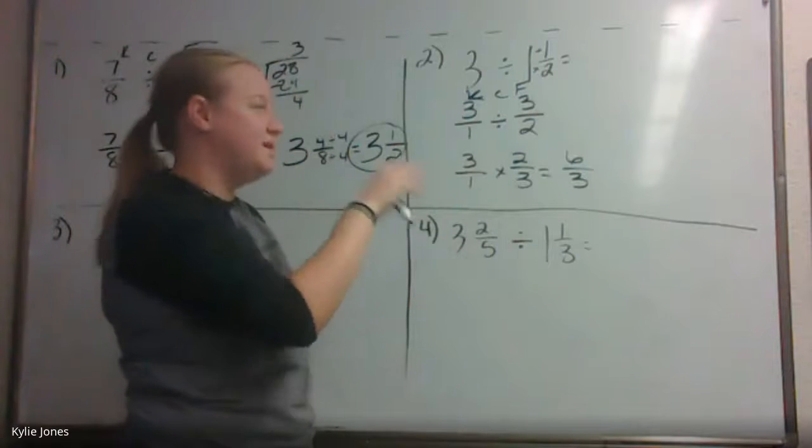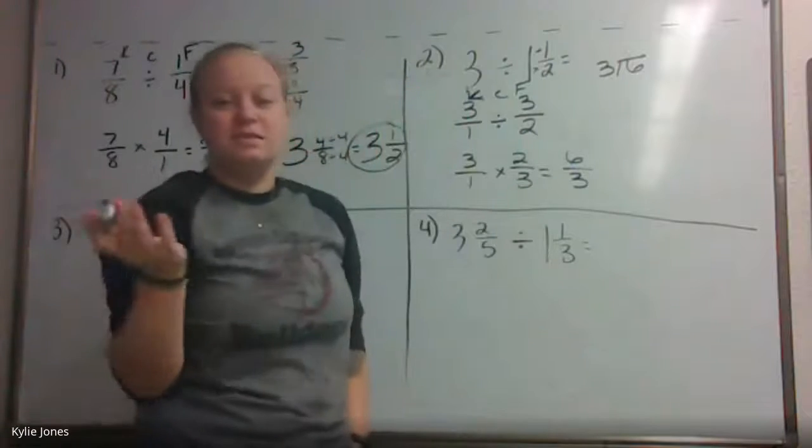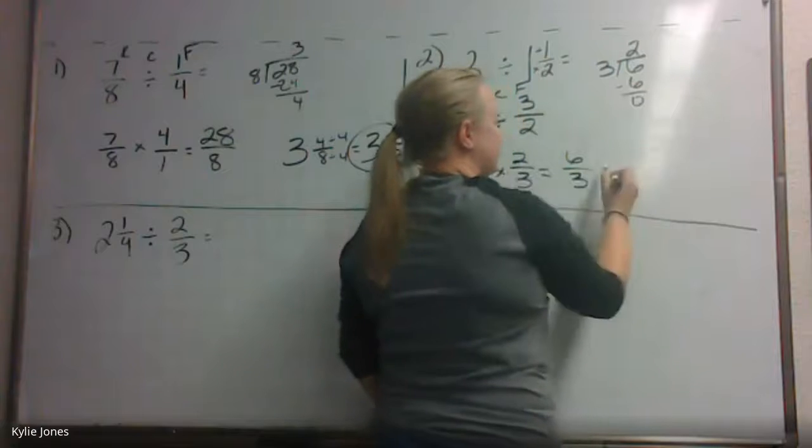Again, this is improper. We need to divide to make it a mixed number. 6 divided by 3. How many times does 3 go into 6? 2 times. And it goes in evenly.